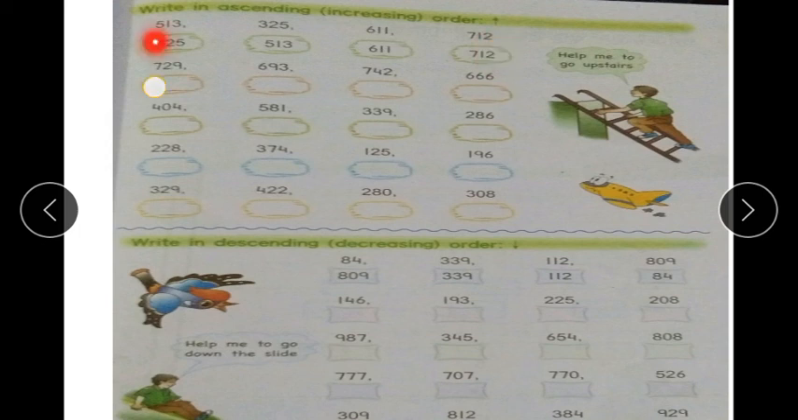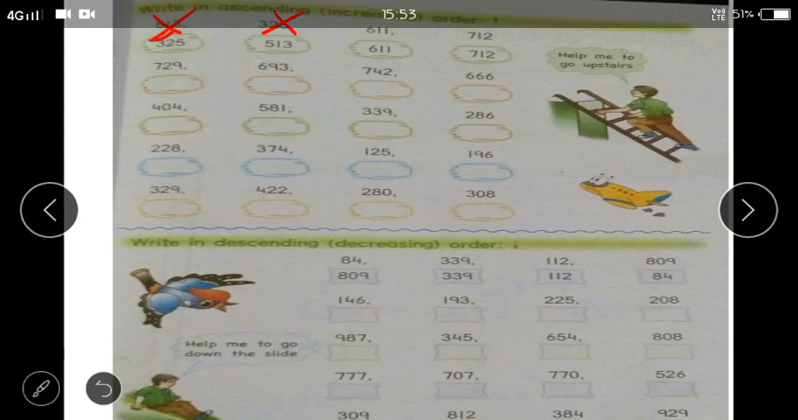See at the 100 place: 5, 3, 6, 7. I am only looking at the 100 place. Among all this, which one is the smallest? 5, 3, 6, 7. 3 is the smallest. So first of all, you have to write 325 in the first column as the answer. Now this is over. As we have written 325, put a cross, that is over. Now you have to compare 513, 611 and 712. Among these three, which one is the smallest? In the 100 place 5 is the smallest, so you have to write 513 next to 325, and this is also over. Then put a cross.